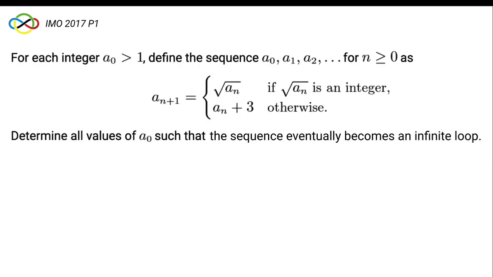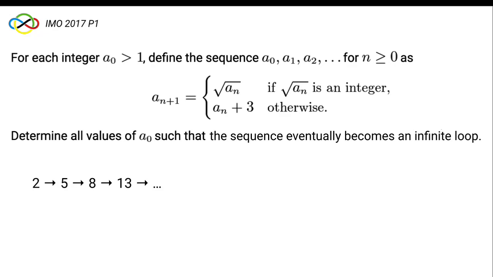Now, a good rule of thumb to start with these questions that have sequences and patterns is to just try some small numbers. Here it's asking us about the value of a0, so we can just plug in some small values of a0 and see what happens. If we try 2, 2 goes to 5 because the square root of 2 is not an integer, and then it goes to 8 for the same reason, to 13, and so on and so forth.